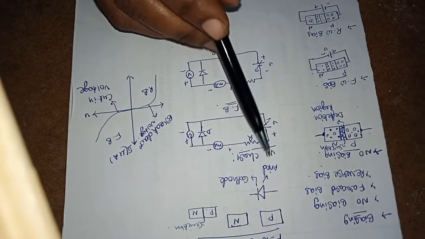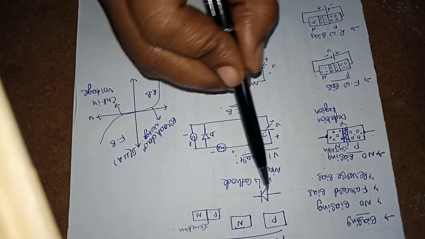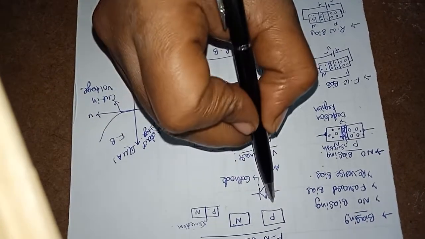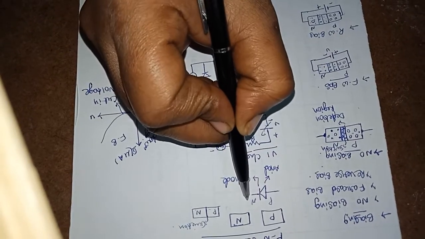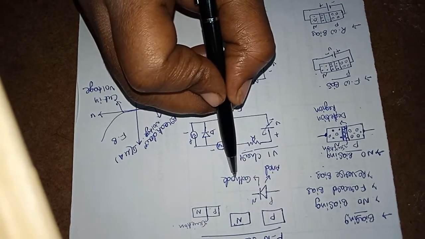And coming to the symbol of the PN junction diode, this is the symbol of the PN junction diode. The arrow mark always indicates the p-type material and the bar indicates the n-type material. So the p-type material is known as the anode and the n-type material is known as the cathode.